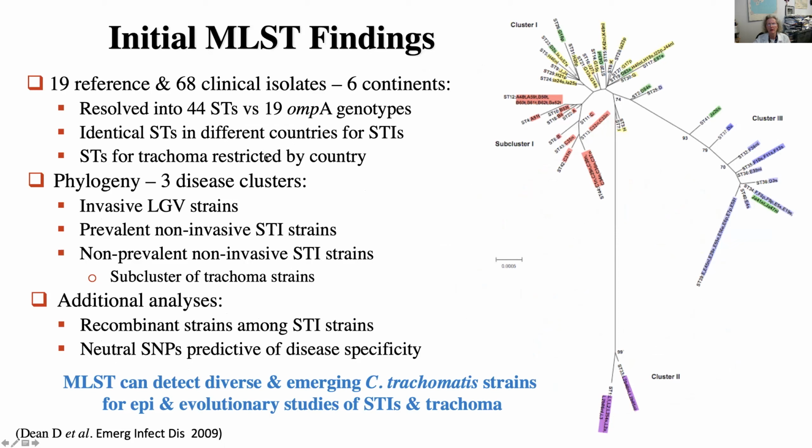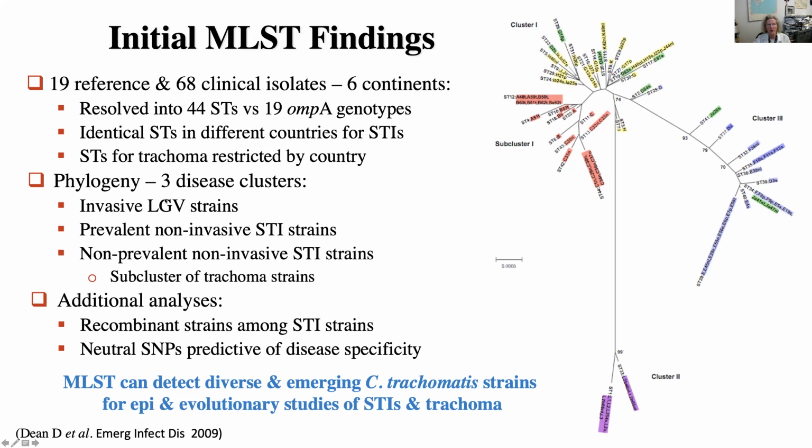In our initial study, we used the 19 reference strains and then 68 clinical isolates from 6 different continents. And these resolved into 44 STs compared to 19 MOMP genotypes. There were identical STs that could be found in different countries for sexually transmitted infections. But STs for trachoma were restricted by country, and that makes sense because endemic communities are not mobile, and they're usually spreading infection within their own regional areas.